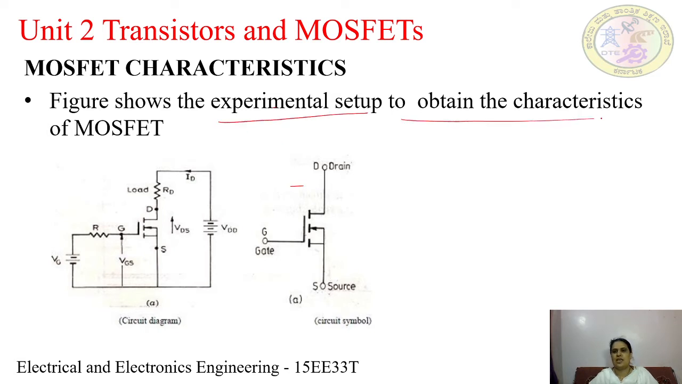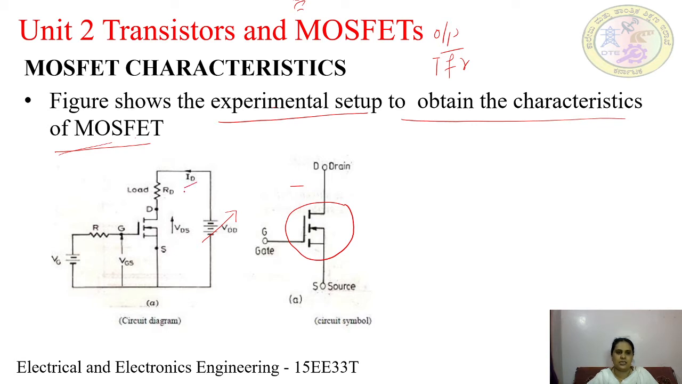The experimental setup to obtain the VI characteristics of the MOSFET. What characteristics are we obtaining? We have to obtain the output characteristics as well as the transfer characteristics. We have a MOSFET here, a three-terminal device: drain terminal, gate terminal and source terminal. The drain terminal is connected to the positive of VDD, and the source terminal is connected to the negative of VDD. It means that a varying voltage VDD is connected between the drain and the source terminal.